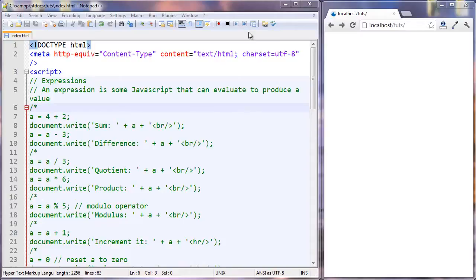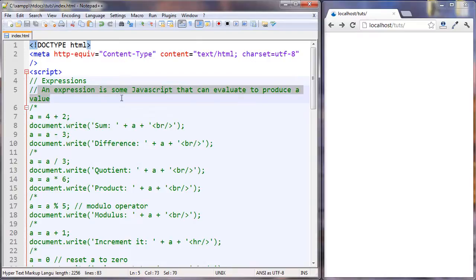In this tutorial, we're looking at expressions. An expression is some JavaScript that can evaluate to produce a value. Rather than talk too much about this, I think it's best we just look at some examples. So let's do that. A is set to 4 plus 2, which is going to be 6.